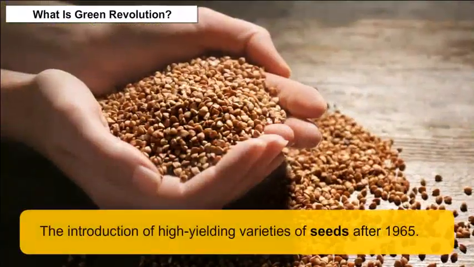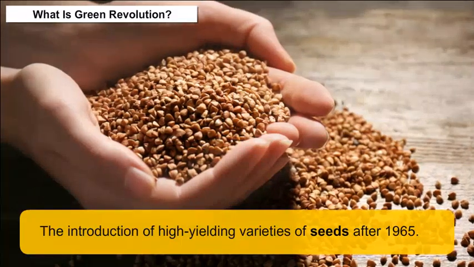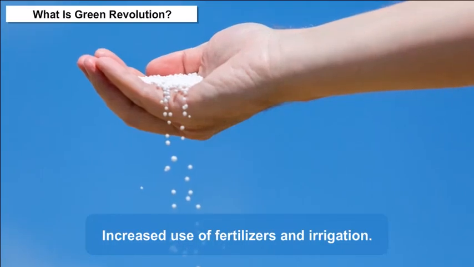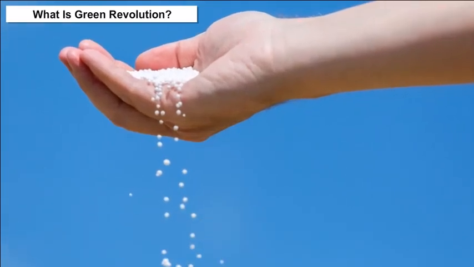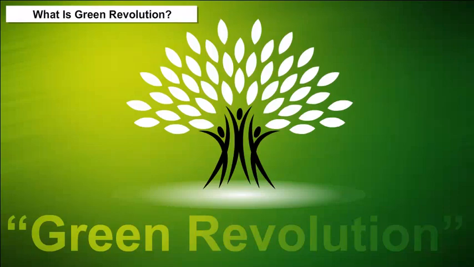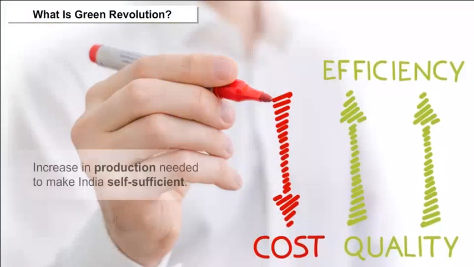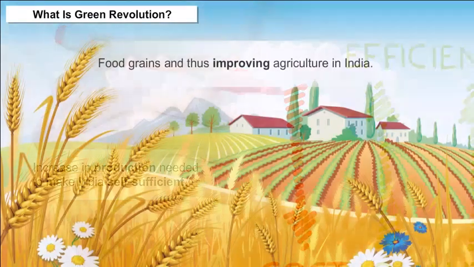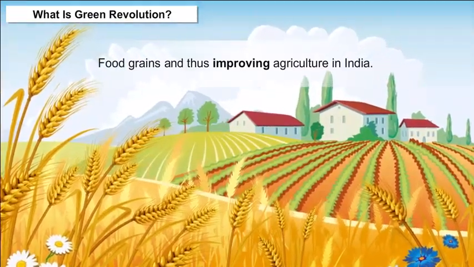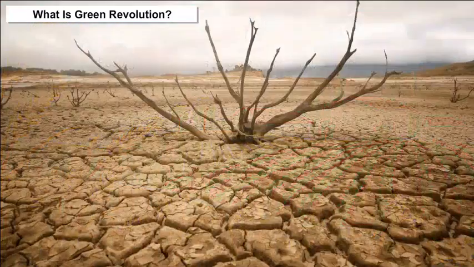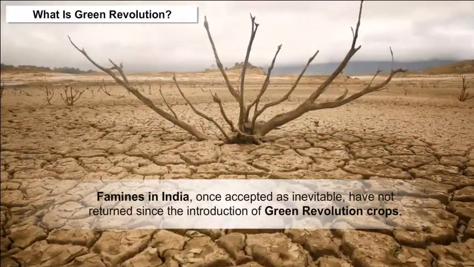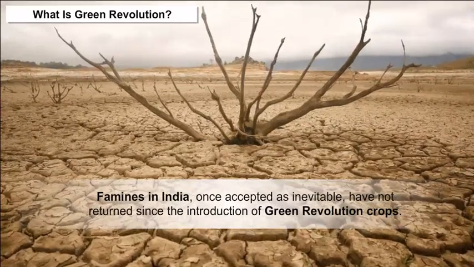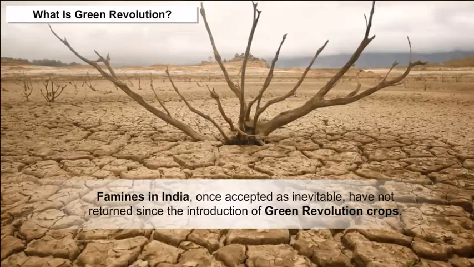The introduction of high-yielding varieties of seeds after 1965 and the increased use of fertilizers and irrigation are known collectively as the Green Revolution, which provided the increase in production needed to make India self-sufficient in food grains and thus improved agriculture in India. Famines in India, once accepted as inevitable, have not returned since the introduction of Green Revolution crops.